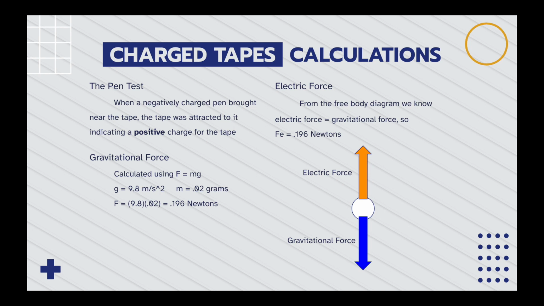To calculate the forces on the tape, I started with gravitational force. Using the equation force equals mass times gravity, and substituting the values, I got the answer that the force of gravity was equal to 0.196 newtons. To get the electrical force, I simply used the fact that according to the free body diagram, electric force and gravitational force were equal and opposite in direction, and therefore electric force was also 0.196 newtons upwards.